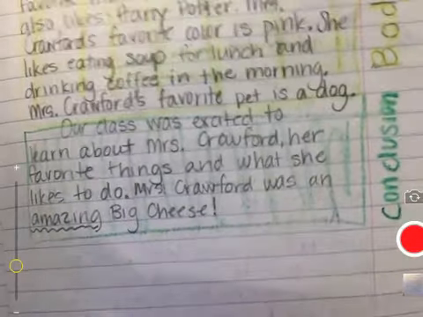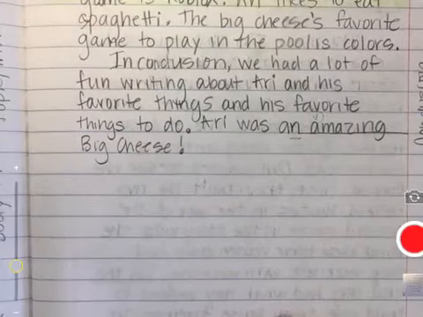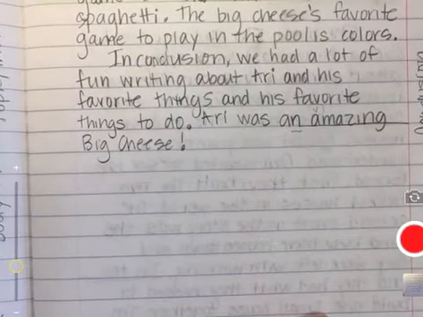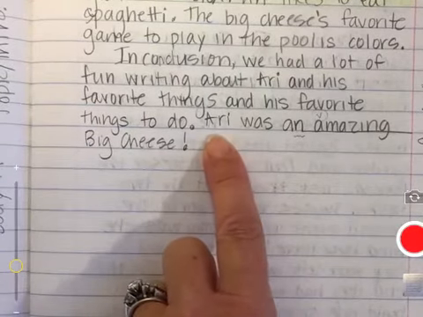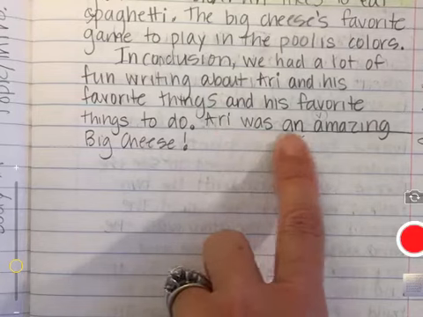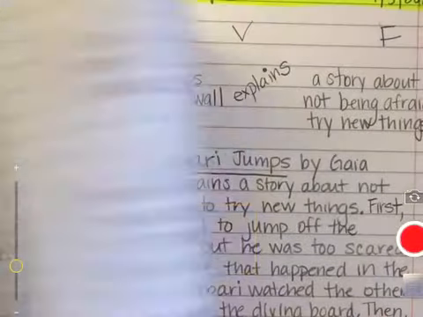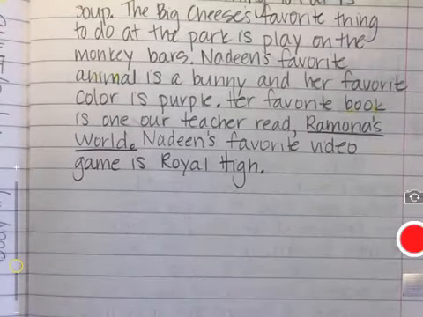So we have 2 sentences to write. One reiterates the thesis statement, which means says the thesis statement in different words. And then the next sentence is kind of a fill in the blank where we'll just say Nadeen was a, choose an adjective, big cheese. All right, are you guys ready for breakout rooms? Okay.